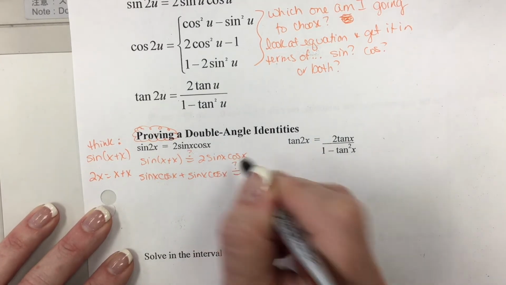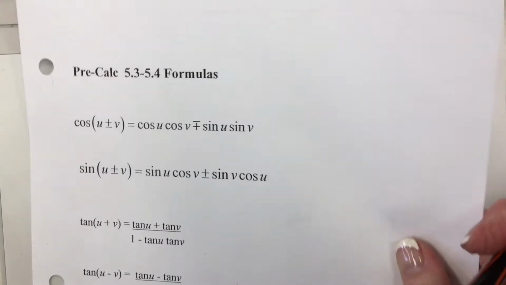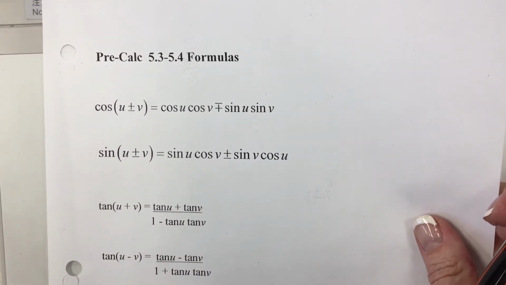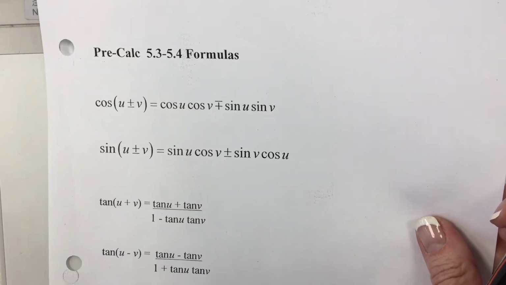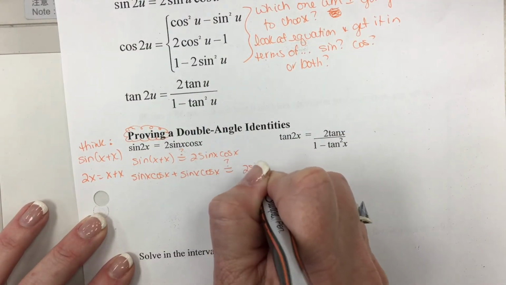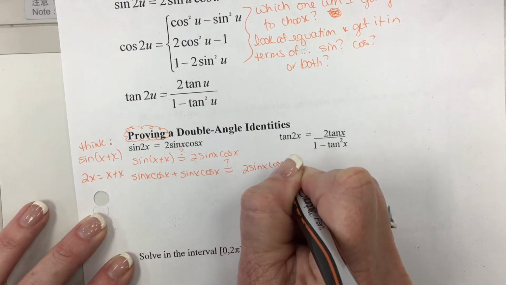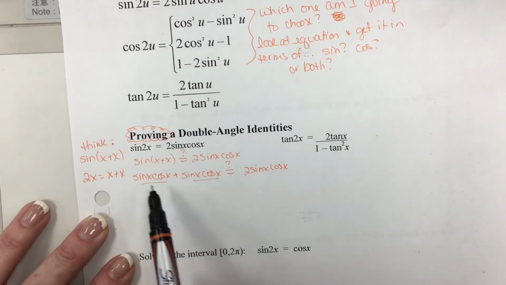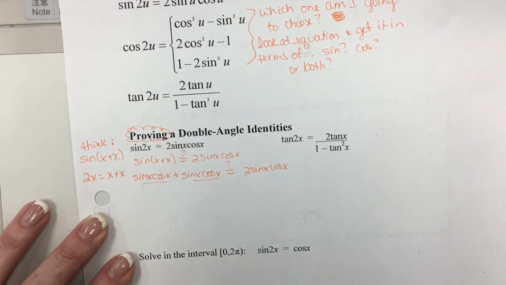But they're both the same. This is right off the sheet right here. That's exactly what we did in 5.3. Does that equal 2 sine x cosine x, which is the new formula for the double angle? Does it really equal that? So then I ask, look there, how many sine x cosine x's do I have?